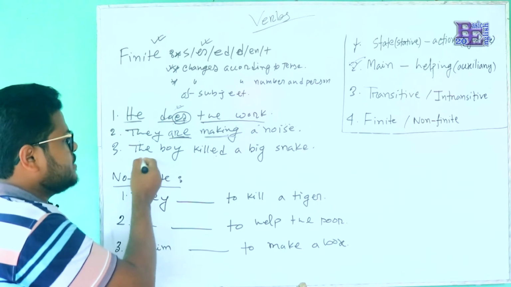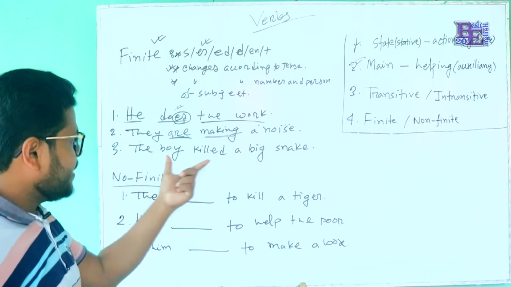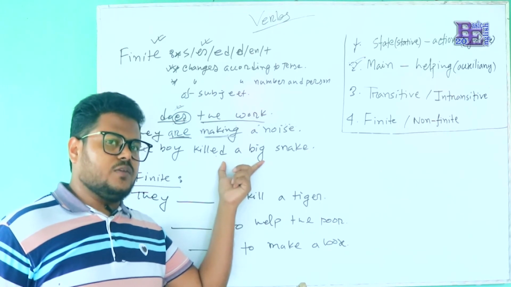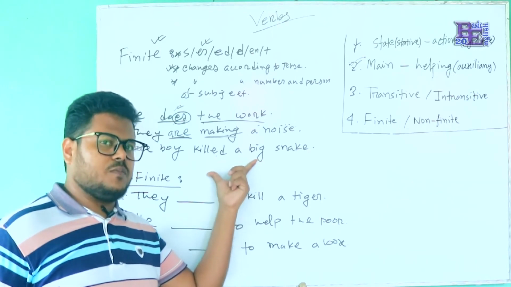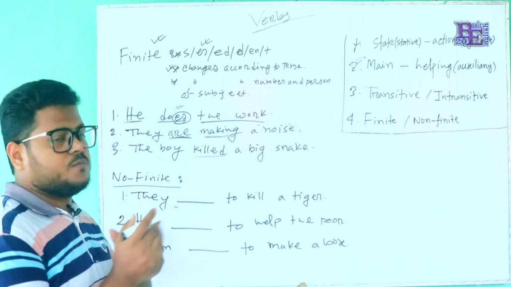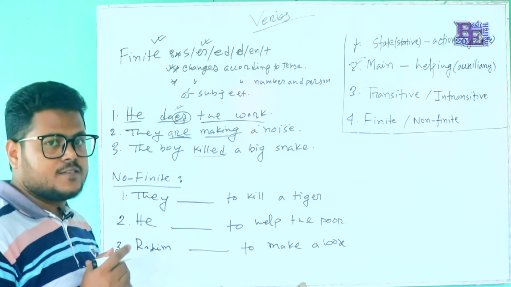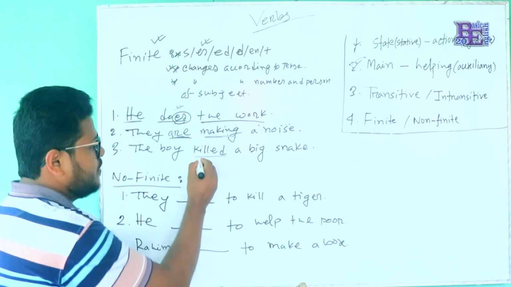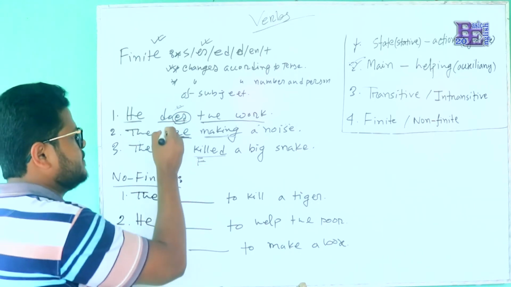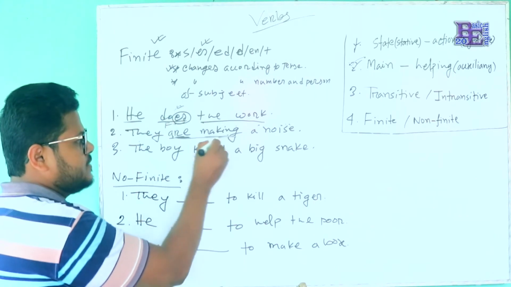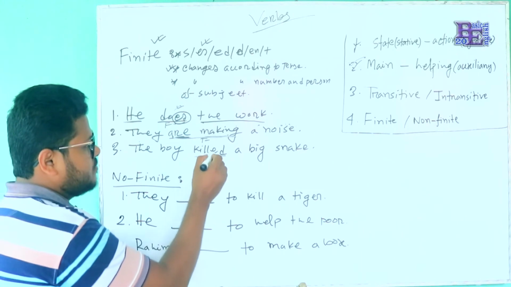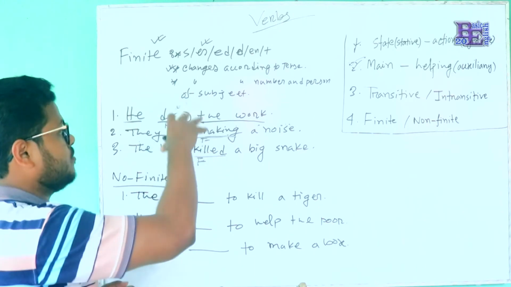And in the third one, the boy killed a big snake. If I say it like this, you will get a complete sense of the sentence. Here the verb is killed, and there is no other verb to express the meaning of the sentence. So killed is a finite verb. So we are getting the finite verbs like this: does, making, and killed. These are called the finite verbs.